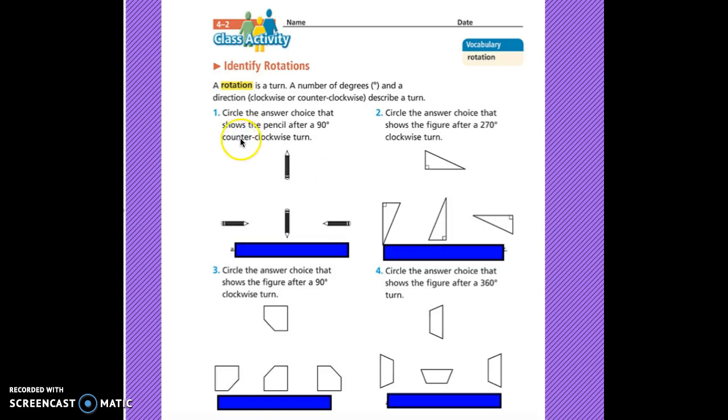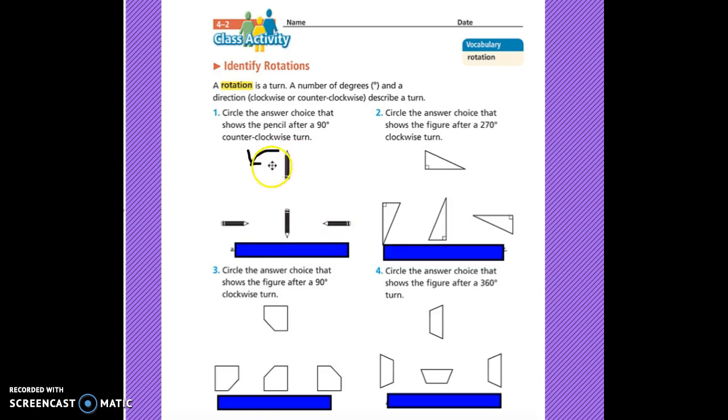So in this one it says, circle the answer choice that shows a pencil after a 90 degrees counterclockwise turn. So again, I'm going to think about the clock. I'm going to think, okay, if I was going clockwise, I'd be going this way. But in this case, I'm not going clockwise. I'm going counterclockwise. I'm going opposite of the clock. So my pencil is going to rotate that direction. And I'm going to think, okay, if I turn this pencil one quarter turn or 90 degrees, which choice is it going to be? Is it going to be pencil A, pencil B, or pencil C?